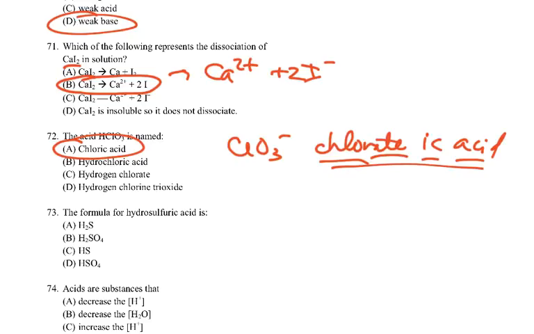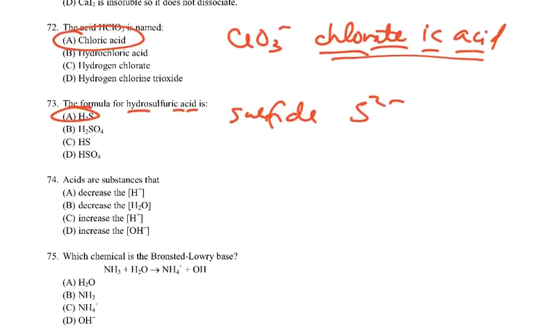73, hydrosulfuric acid. What's that? Okay, well, hydro-ic acid means it was an ide, so we're looking for sulfide, which is S2 minus, so we're looking for H2S. Acids are substances that increase the H plus ion concentration. So that's the one we want, increase the H plus ion concentration.